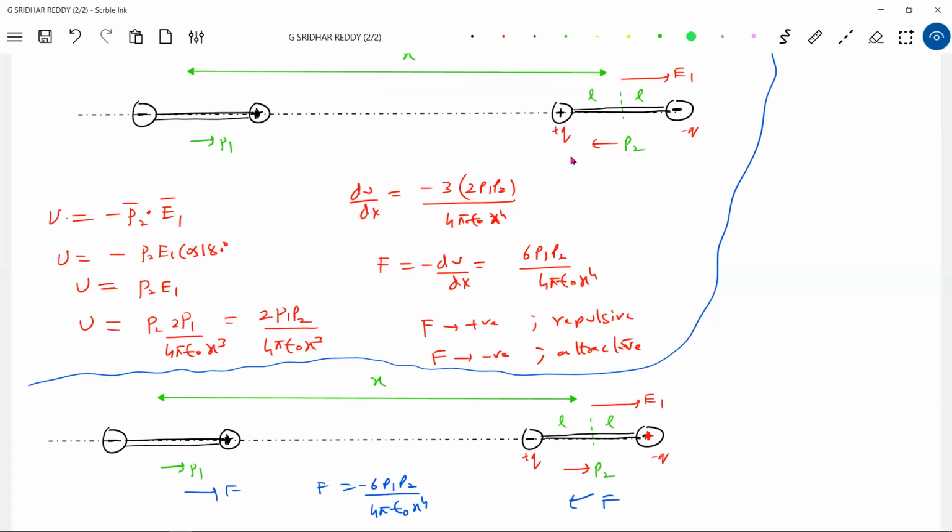Solve it mathematically, you will end up with a negative sign. So it's attractive. If you end up with a positive sign, it'll be repulsive. Then how does this force of interaction become proportional to 1 by x to the power of 4? Very important for exams, do remember. The force of interaction between dipoles is proportional to 1 by x to the power of 4.